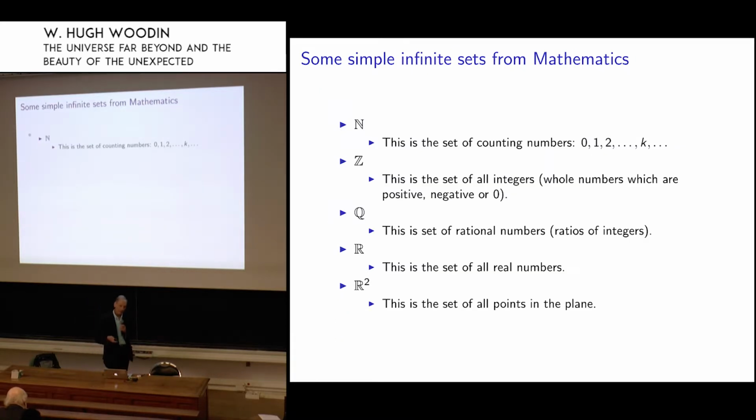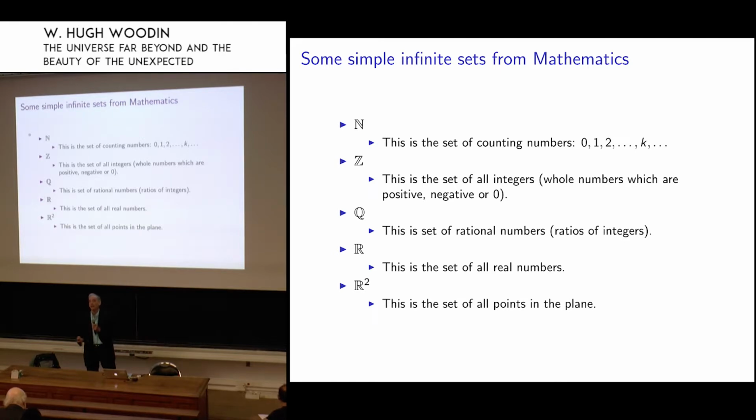Okay, so let's go back and look at some simple infinite sets from everyday mathematics. N is the set of counting numbers, we start with 0. Z is the set of all integers. The rationals, those are ratios of integers. You have the reals. And then you might have the points of the plane, R2. Those are the kinds of infinite sets that you encounter in school when you first learn mathematics.